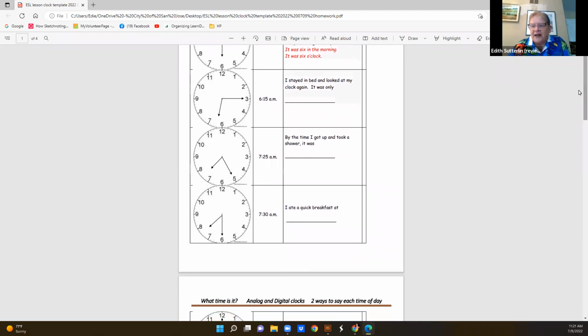I stayed in bed and looked at my clock again. It was only 6:15. Another way you can say that, it was only a quarter past 6. We talked about fractions today and about how each quarter hour is 15 minutes because there are 60 minutes in the hour. So it was 6:15. By the time I got up and took my shower, it was already 7:25.